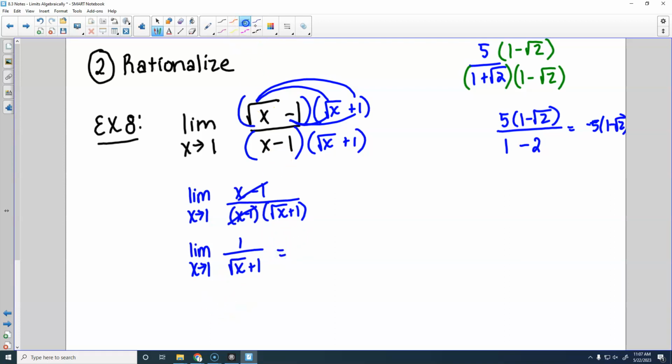And then at this point, all we need to do is take that 1, plug it in for our x. So 1 over square root of 1 plus 1 is going to give us 1/2. There.